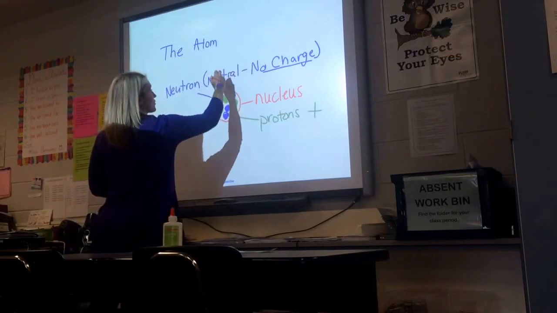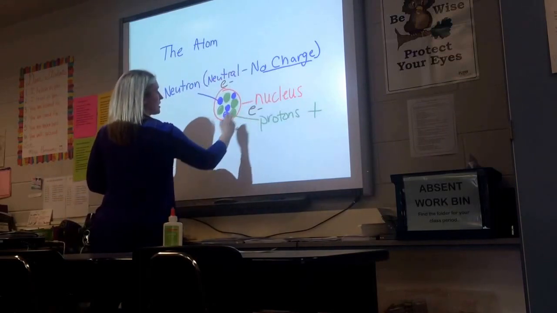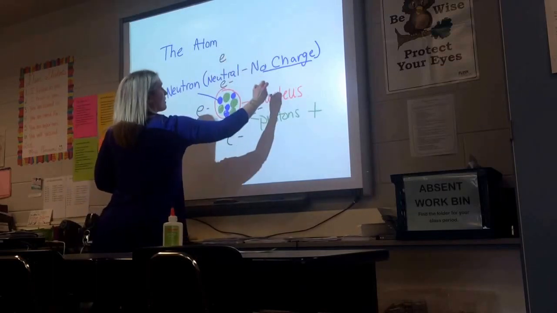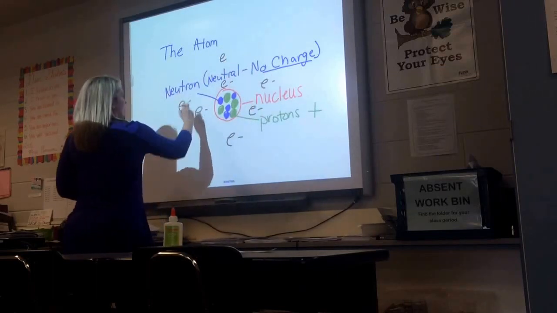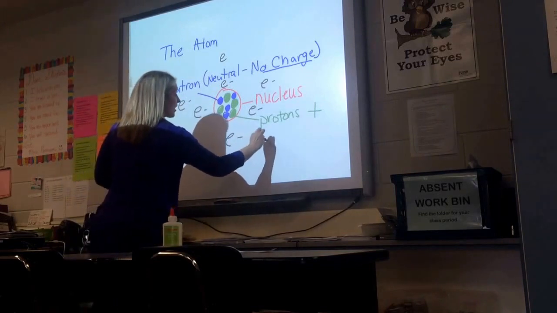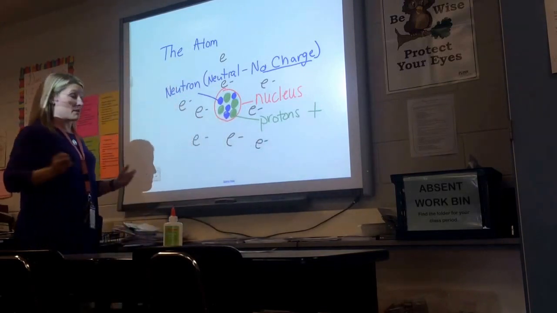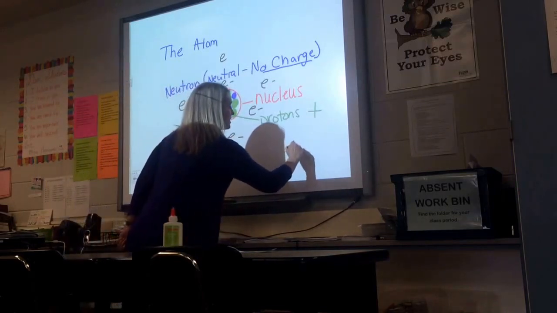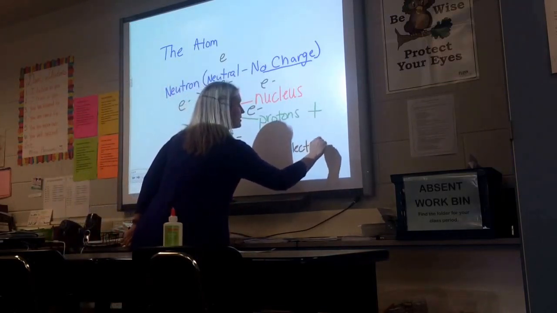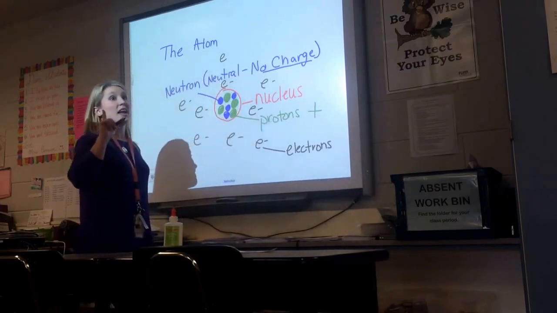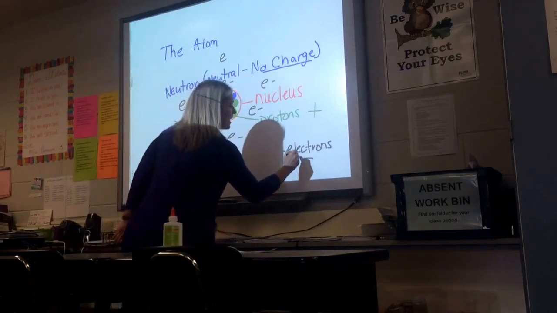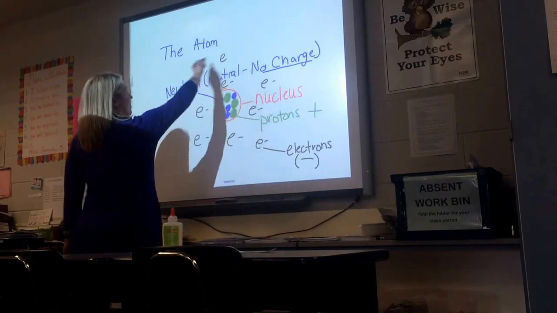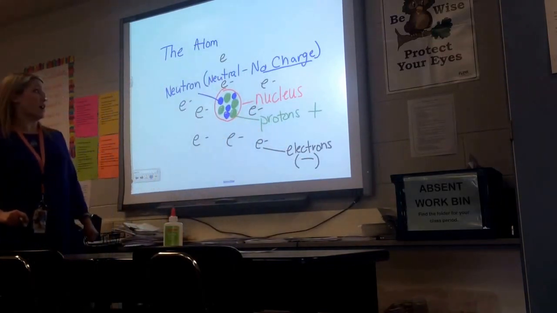So we can draw the little electrons here, here, here, here, here. They're everywhere. And their exact location at any given time is undetermined because they're going so fast. Okay, so electrons have a negative charge. And this area around here is the electron cloud.